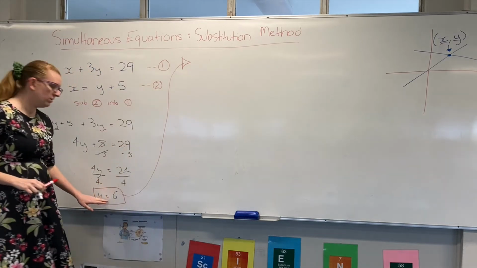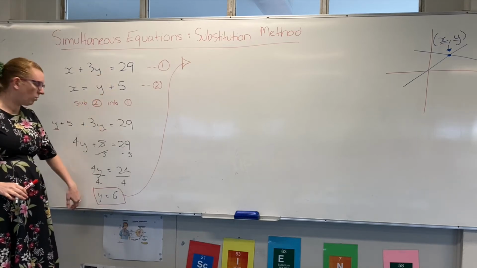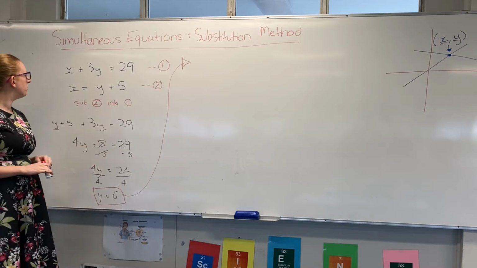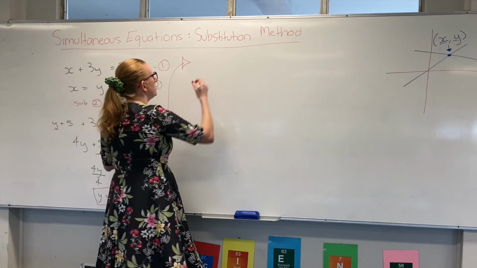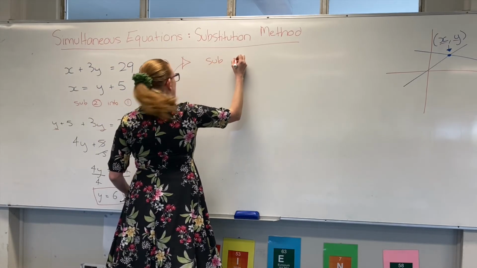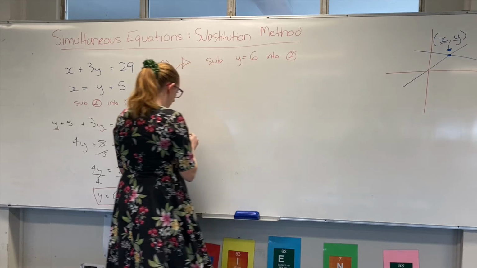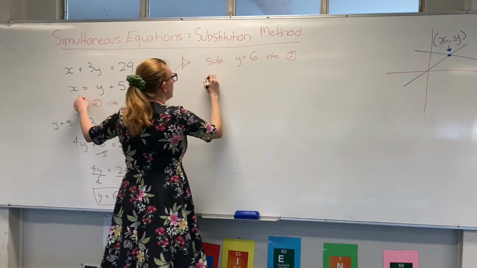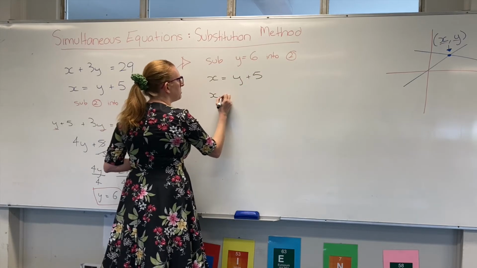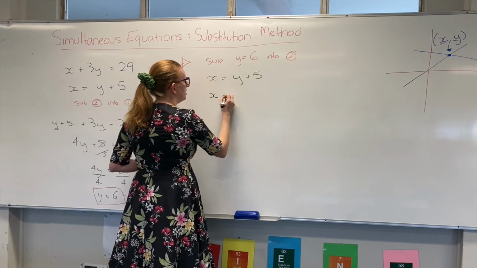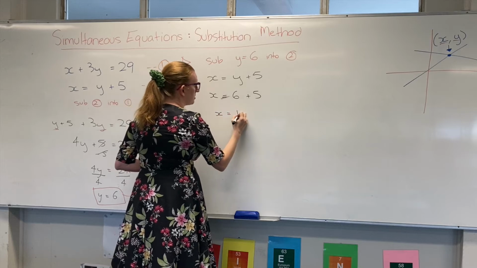So now what I'm going to do is, just like with the elimination method, I'm going to pick either this one or this one to sub y equals 6 into. Let's do this one. Let's do equation number 2. So I'm going to sub y equals 6 into equation number 2. So equation number 2 was x equals y plus 5. Now instead of y, I'm going to be putting 6. So 6 plus 5 gives me 11. So x equals 11.